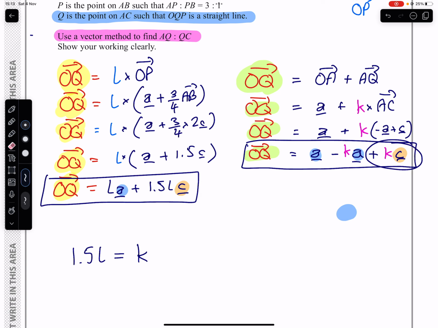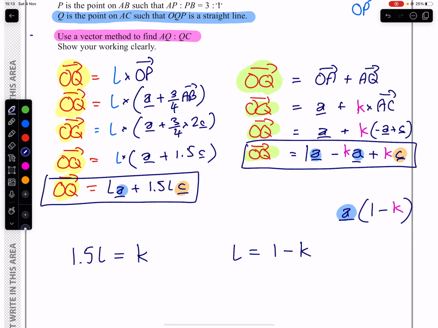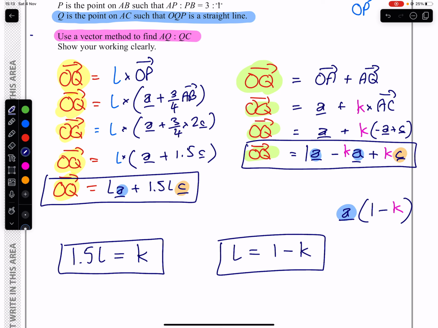A little bit trickier with the other one because here there are two A terms. But what I can do is I can take A out as a common factor, leaving me with a 1 minus k. And it's this 1 minus k that we're then going to make equal to L, which is the multiple of the A in the other equation, the other vector. So from that we get L equals 1 minus k. What we've created now are two simultaneous equations which we can then solve to figure out L and K. And once we've figured out what L and K are, we'll be able to actually answer our original question, because our original question, the ratio of a line, is going to involve one of these letters.